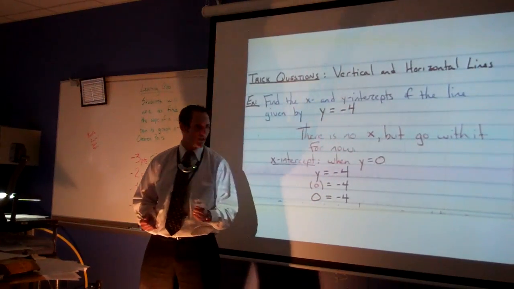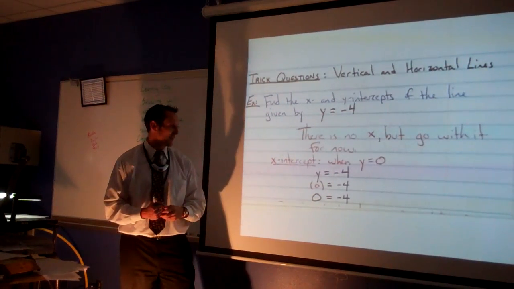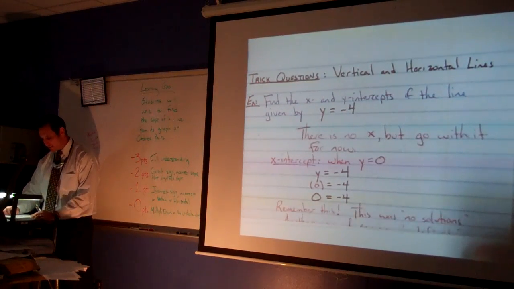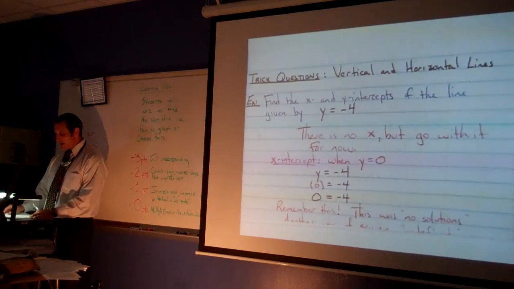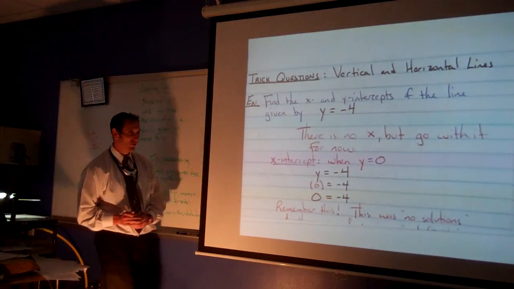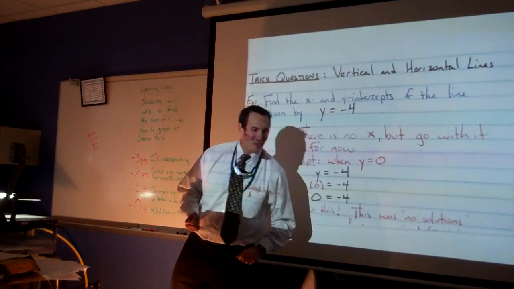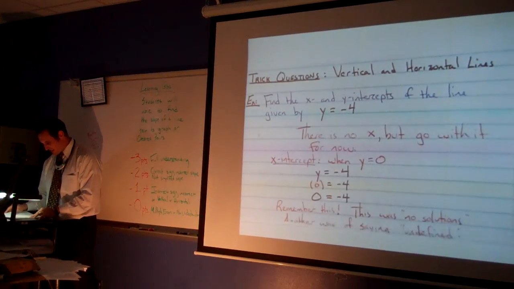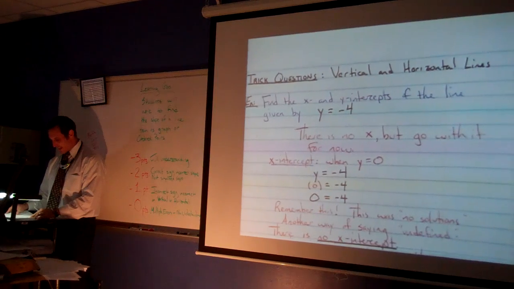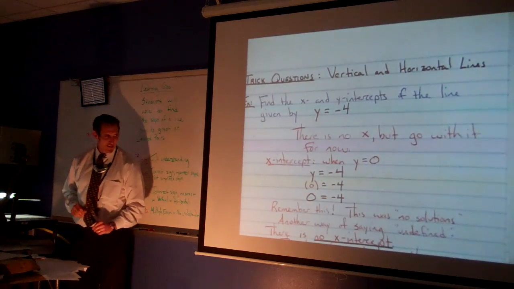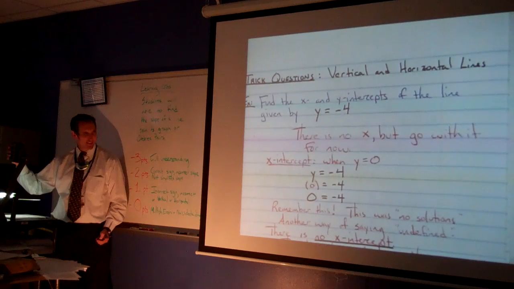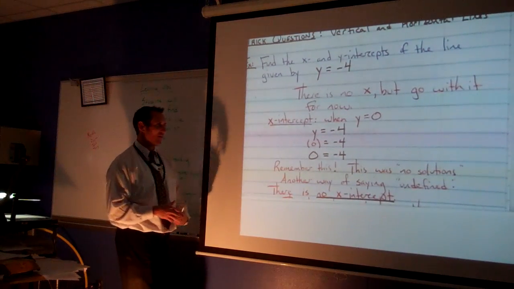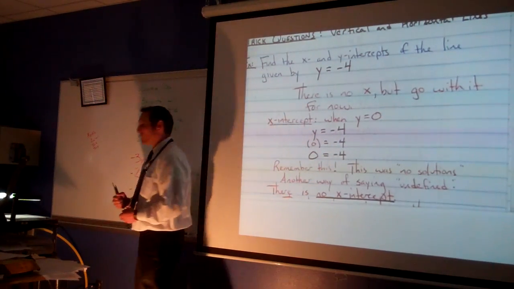This goes back to solving equations. When we ended equations with this, we knew there was no solution to that particular equation because this doesn't make any sense. Now, another way of saying no solutions, if you remember that, is undefined. So this is another way of saying undefined, which means there is no x-intercept. Remember, all of this is looking for the x-intercept. There is no x-intercept. So what does that mean?